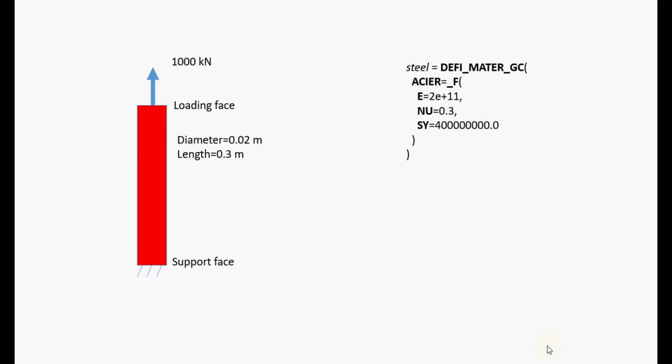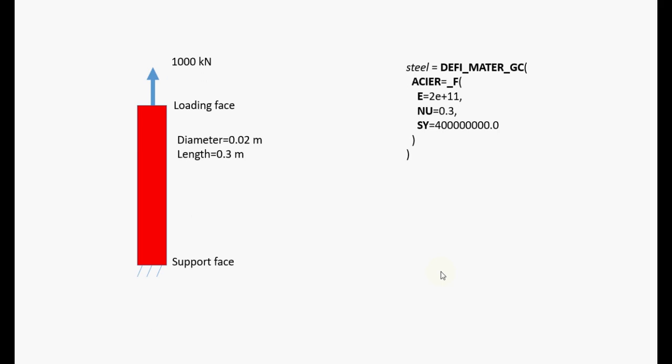Hello, in this video we will do an analysis of a steel rod as shown in this figure. There will be a steel rod with a diameter of 0.02 meter and length of 0.3 meter. The rod will be fixed at one end. It will be called a fixed support face, and it will be pulled by 1000 kilonewton at the loading phase.